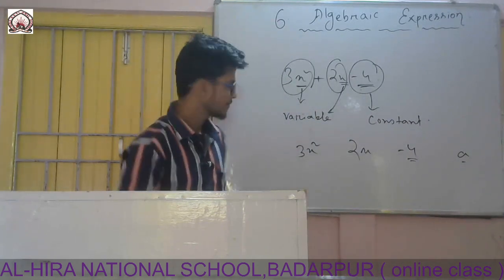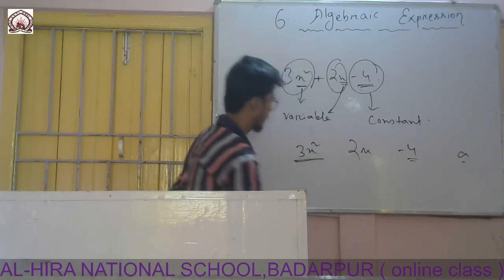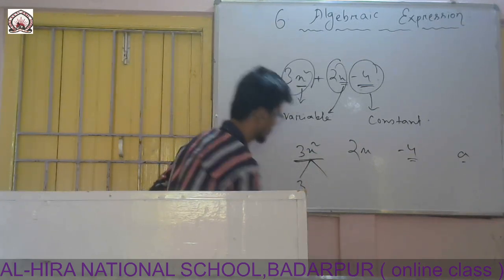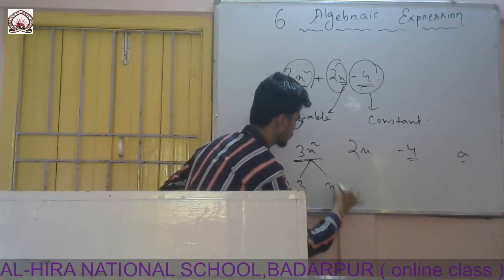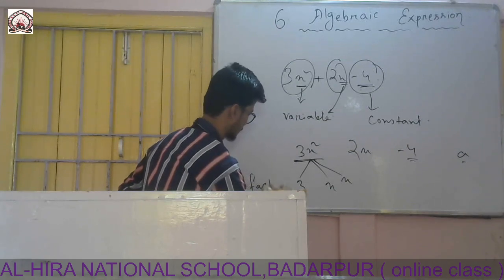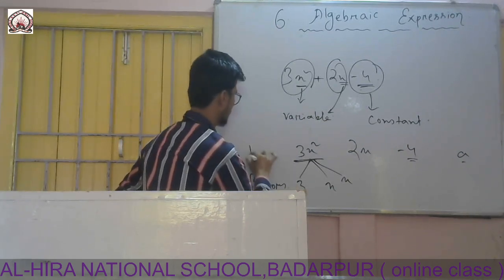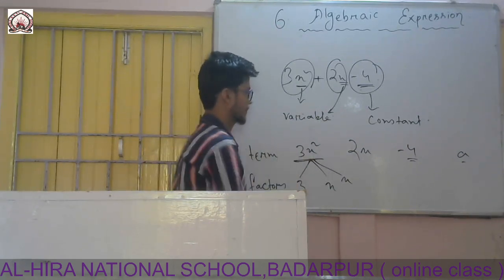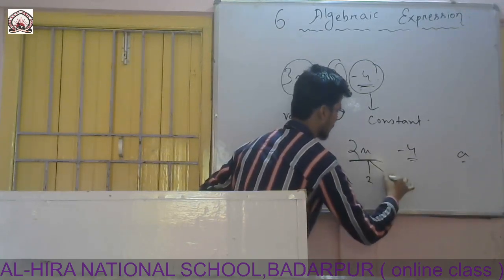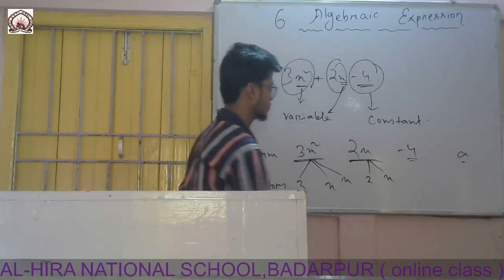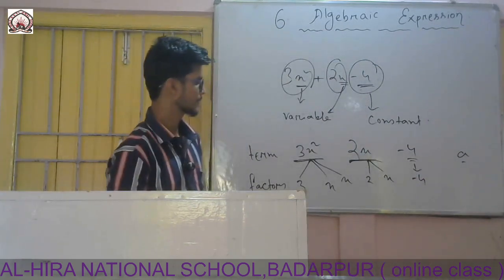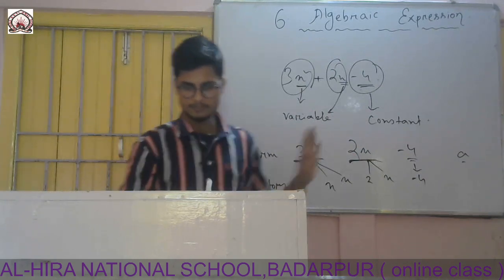Okay. So if I break each term, I will get factors. For example, if I break 3x square, I will get 3, x, x. That means 3 times x squared. So these are the factors. This is a term. In this case also, if I break 2x, I will get 2 one time and x another. So these are the factors. In this case, minus 4 itself.